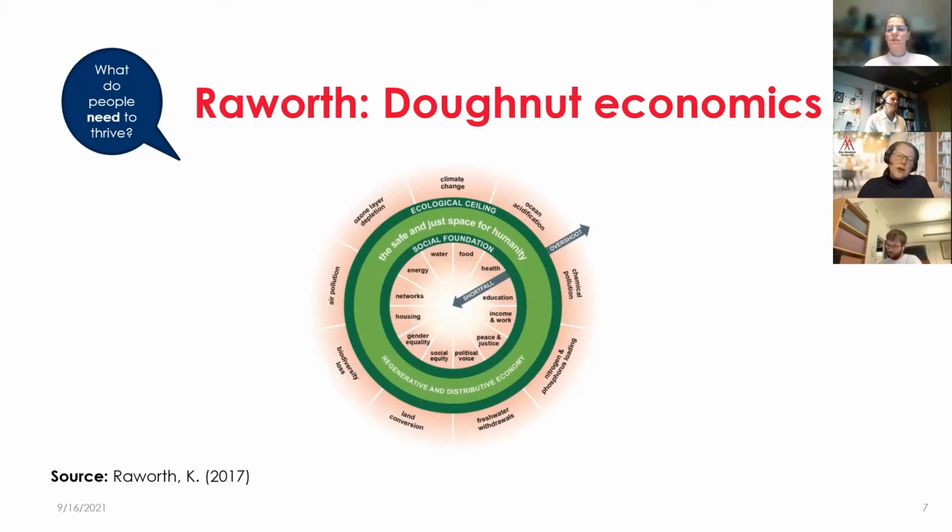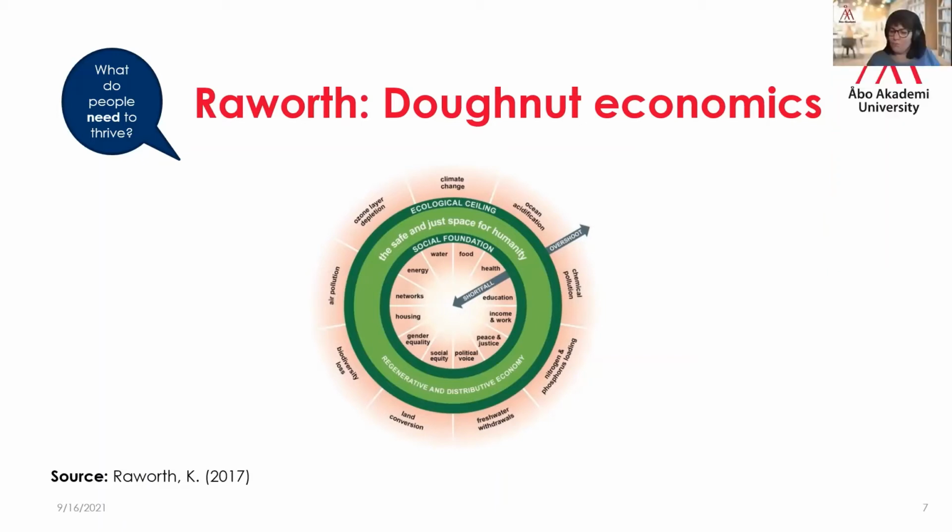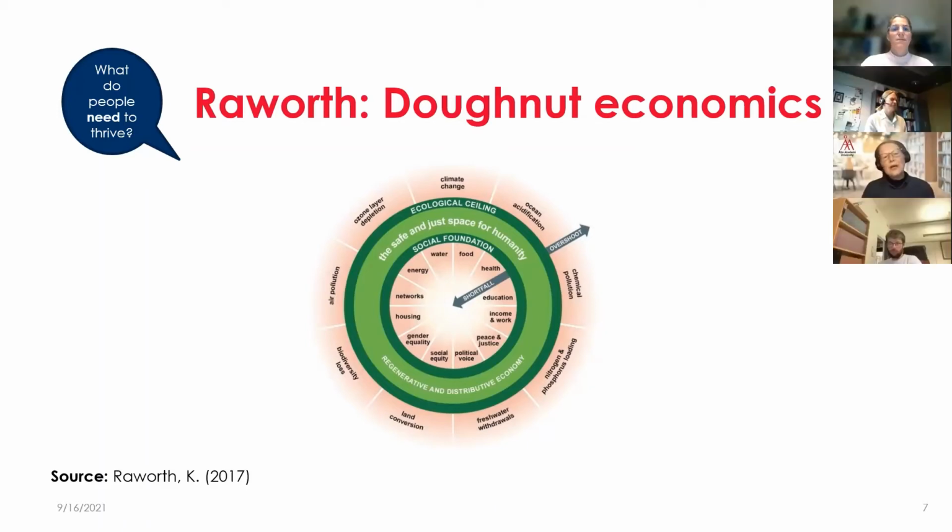The outer dark green circle is the ecological ceiling, and that would be the level that we are not allowed to go outside of. We should not overshoot, and this is based on, again, Stockholm Resilience Center's work, planetary boundaries in these different categories. And then in between these two is the safe and just space for humanity. Safe so that we don't ecologically overshoot, and just so that we don't treat people in an unfair way or deprive them of their basic needs and rights.